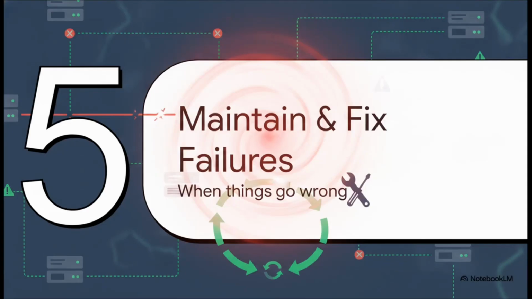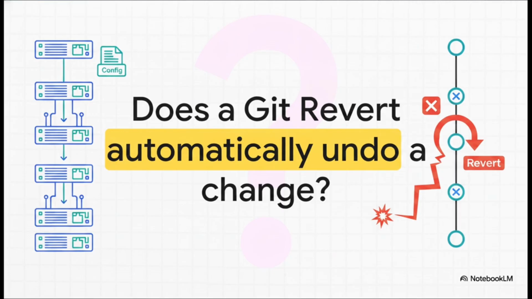Next up is Section 5, Maintain and Handle Failures. Basically, what happens when things inevitably go wrong. I want to pause here for a massive reality check. Does a git revert automatically undo a network change? Just take a second to really think about that.